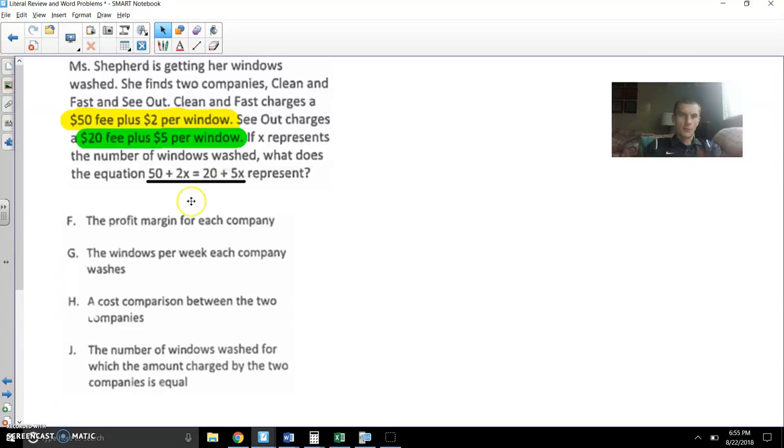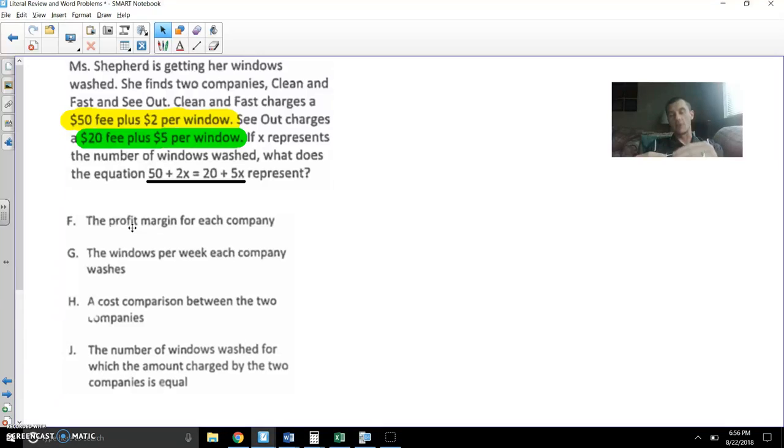And so the profit margin for each company, the profit is how much money they're making off of you. We really don't know that. We don't know what the cost is for them to run their business. We don't know any of that stuff. So there's no way we can talk about profit margin. The windows per week each company washes, there's no way to tell that. There's nothing about the problem that's talking about it because it's only talking about what it would cost if you went with the first company versus the second company and what they charge. A cost comparison between the two companies.